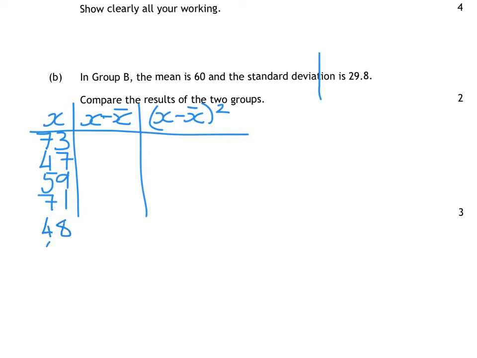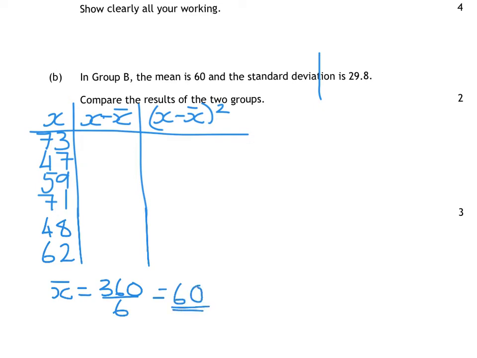48 and 62. So our table looks like that. Then the first thing you do is work out what the mean is. So the mean is when you add up all your numbers and divide by 6 in this case, because there's 6 numbers. And I get 360 divided by 6 is 60. Now a wee tip would be, if it's not a nice number you get, please go check it, because 9 times out of 10 it should be a nice number in an exam question.